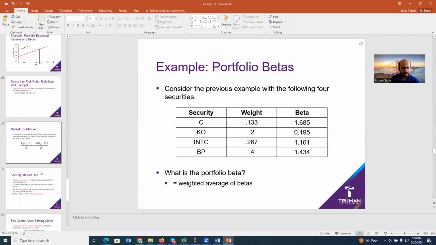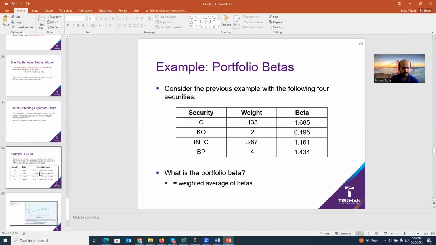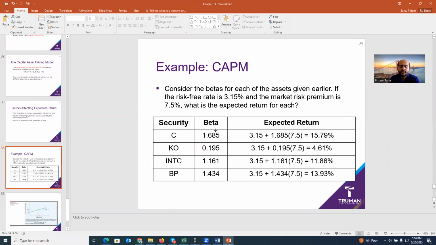We're not talking about portfolio. Then let's talk a little bit about how to calculate CAPM. So let's say 3 different securities, with 3 different betas, 1.685, 0.195, and so on. You can say that stock KO has less systematic risk than the market. Stock C has way more systematic risk than the market. Stock INTC, which is Intel, has a little more systematic risk than the market. Stock BP, maybe British Petroleum, has more systematic risk than the market.